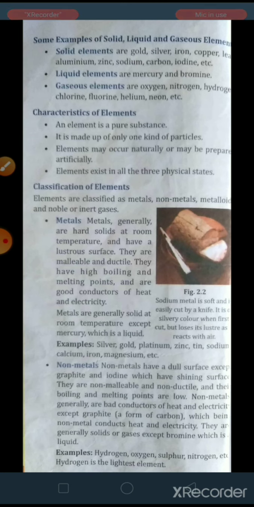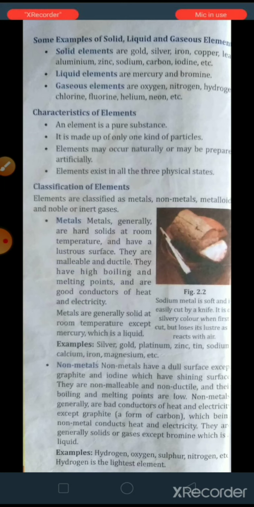Next, elements exist in all three physical states, that means solid, liquid and gaseous state. And we have already known that. So, some examples of solid elements, liquid elements and gaseous elements.